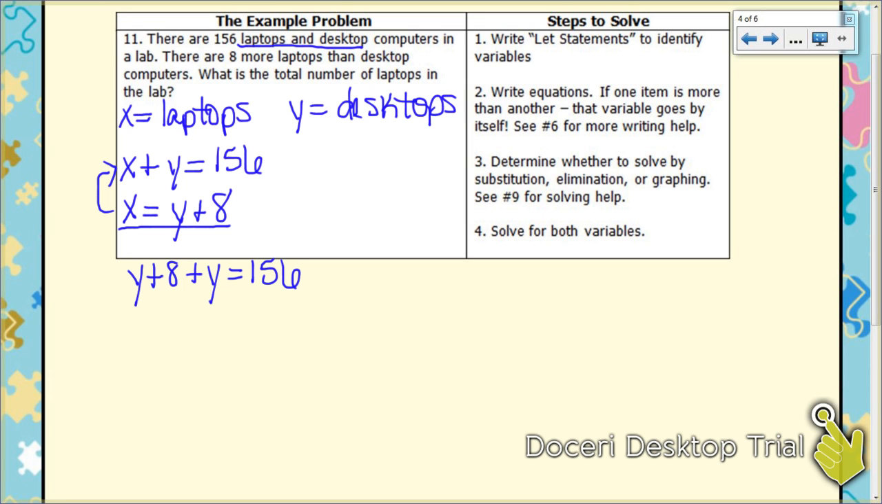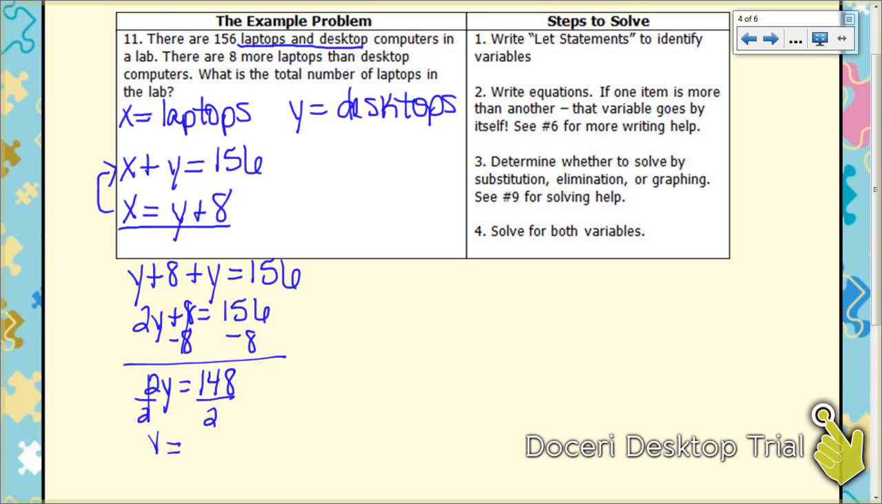And then when I do this math, I get 2y, because I'm going to put my y's together, plus 8 is 156. So I'll subtract 8, and I get 2y is equal to 148. And then I'm going to divide both sides by 2. And when I divide both sides by 2, I get y is equal to 74. Make that look like a y. Y is equal to 74.